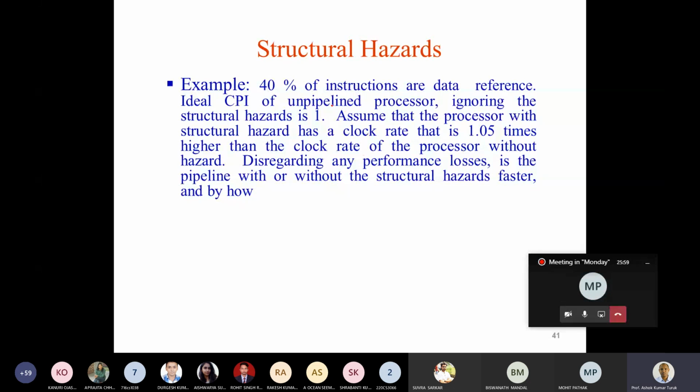There is one slight mistake here. It should have been a pipeline processor, not an unpipelined processor. So we are dealing with two pipeline processors, because the last question is asking about the pipeline processor.